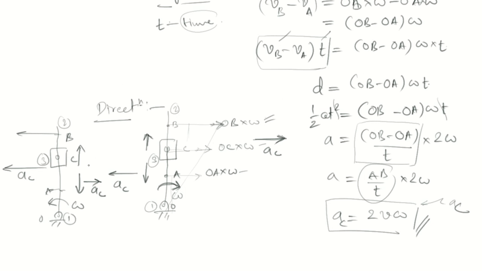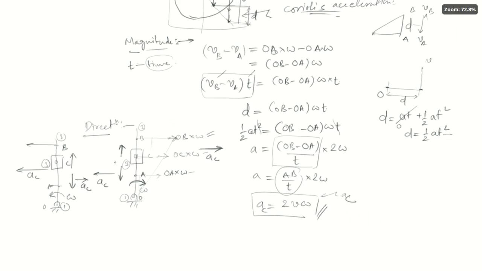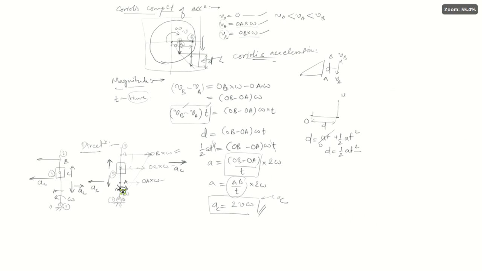So this is how you can get the direction as well as the magnitude of the Coriolis component of acceleration.